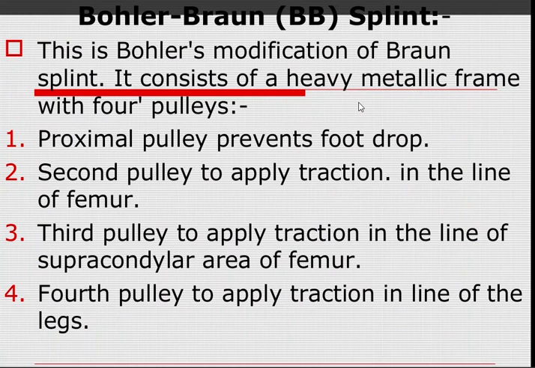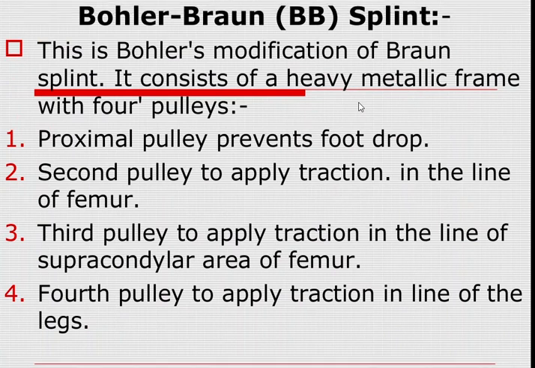Next is the Bohler-Bond splint, that is BB splint. It consists of a heavy metallic frame with 4 pulleys. First, proximal pulleys to prevent foot drop. Pulleys are materials that help to pull the parts. Second, to apply traction in the line of femur. Third, to apply traction in the line of supracondylar area of femur. And last, to apply traction in the line of the leg. So these are four types.